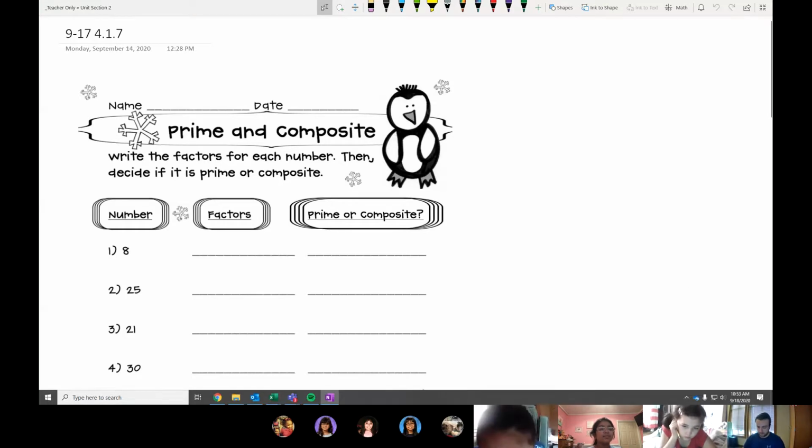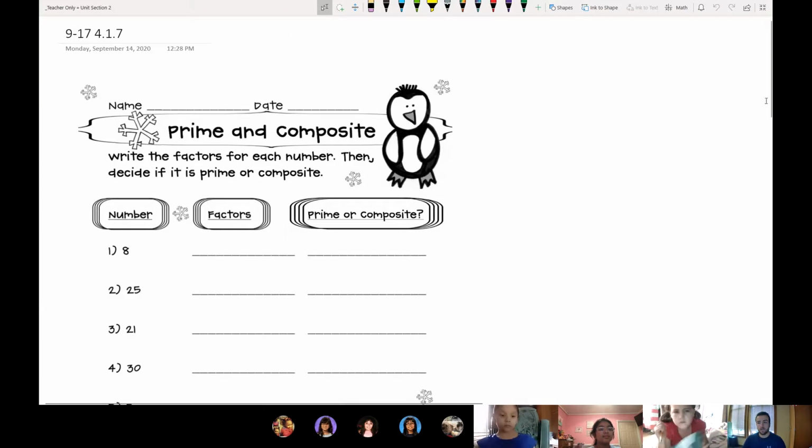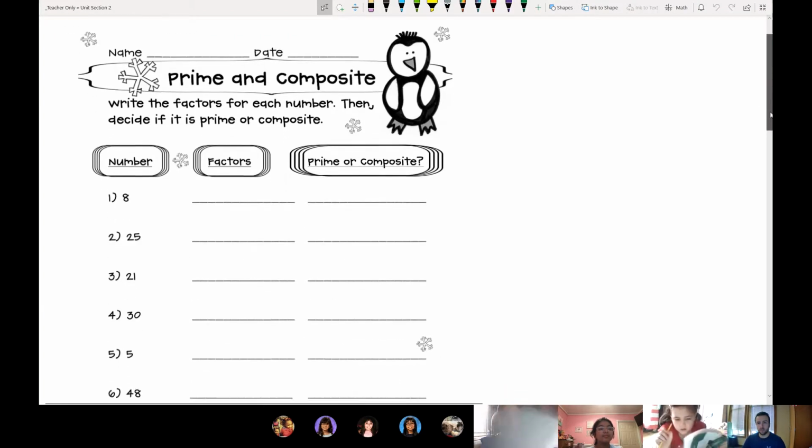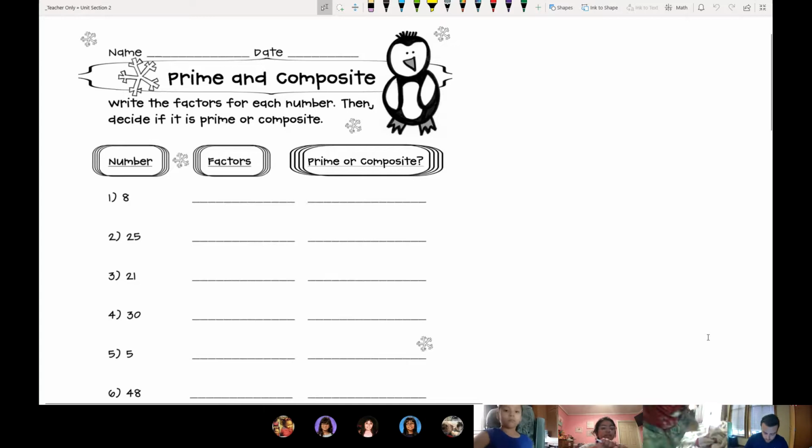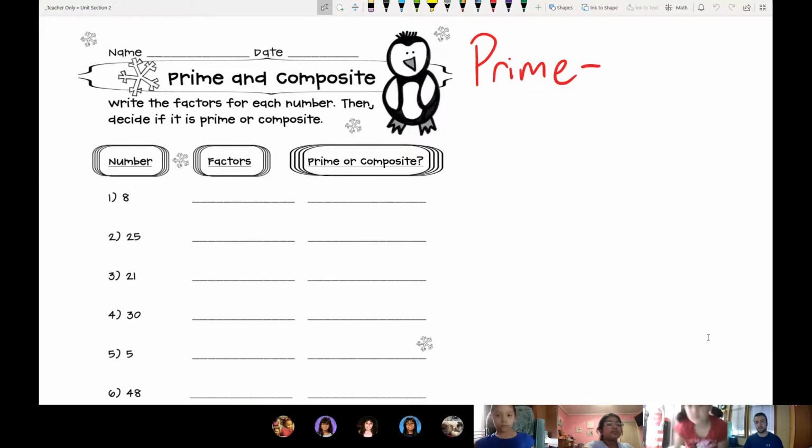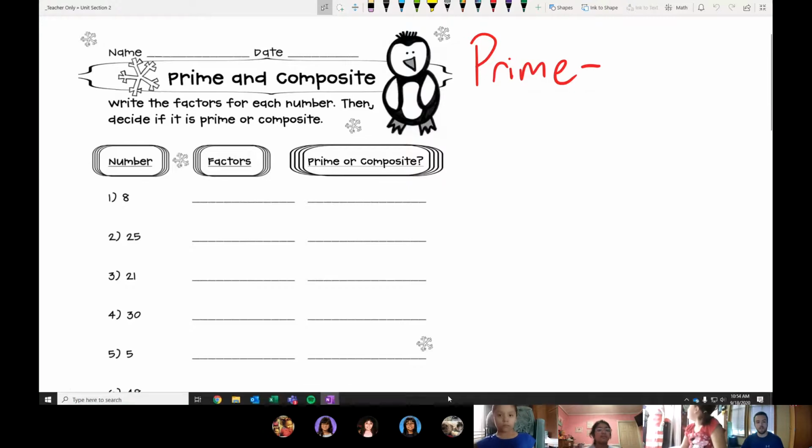Now before we get into this, you don't have to write it down. You can. I'm going to write it down so we can reference it. But write down what a prime number is and what a composite number is. So what is it when I say a number is prime? What does it mean if something is prime?